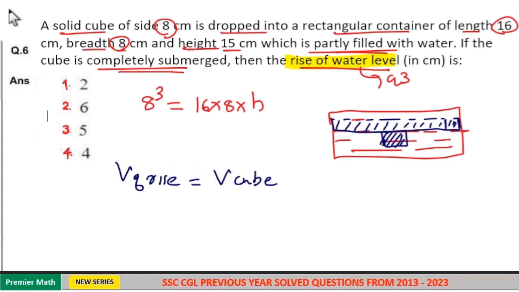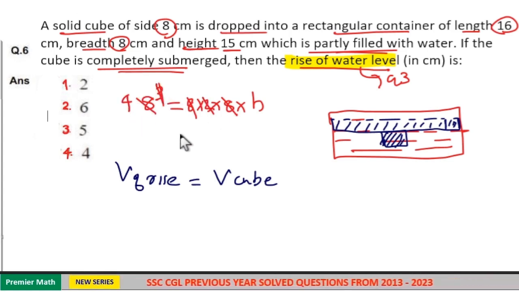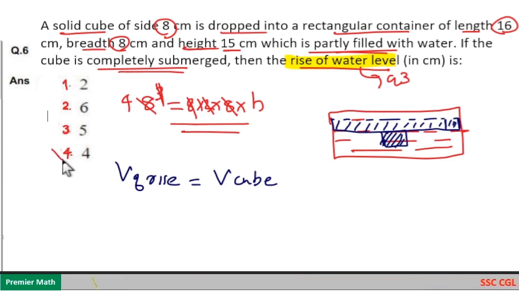Now, here 16 I can write it as 8 into 2. Now, 8 square and 8 square cancel, remaining is 8 here. 2 goes 4 times in 8. So, h is equal to 4. Option 4 is your answer.